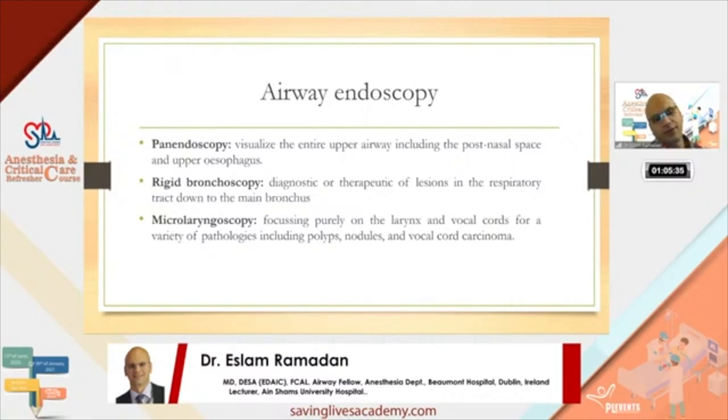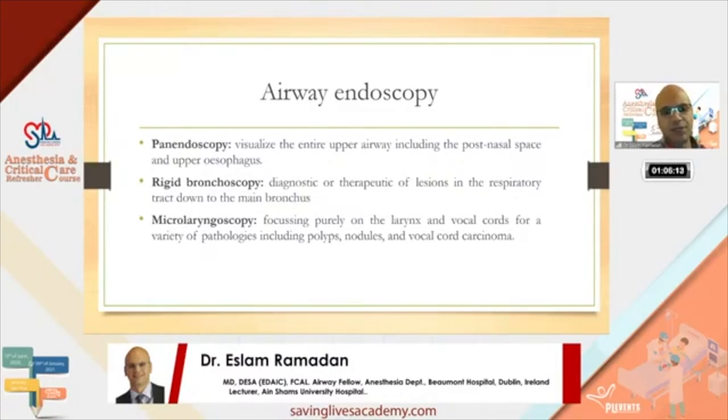So these are general terms you can hear during your daily work. If you find the patient is listed for panendoscopy, you have to know what these terms indicate. So with panendoscopy, usually the surgeon wants to visualize the entire upper airway, including the postnasal space and the upper esophagus. And usually they are trying to map the tumor or take a biopsy from the tumor in the upper airway. Then rigid bronchoscopy, either diagnostic or therapeutic, for lesions in the respiratory tract down to the main bronchus.